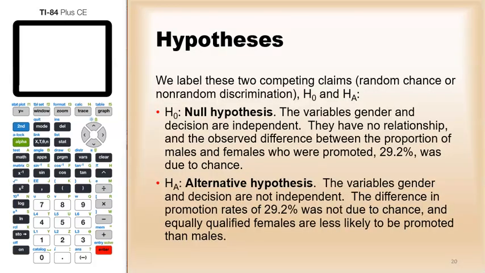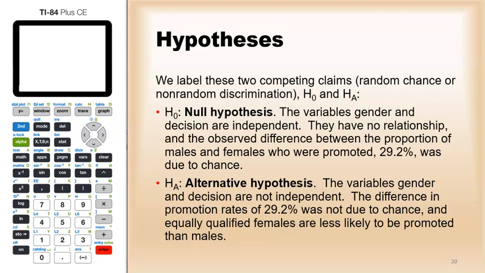All right, so far this lesson, we've been looking at two claims: that the results we're seeing are just random chance, or that they are the results of discrimination. We label these competing claims as H0 and HA. H0 is what is called the null hypothesis, or the random chance hypothesis. In this case, that the variables gender and promotion decision are independent. So they have no relationship, and any differences we see, that 29.2%, was just due to chance.